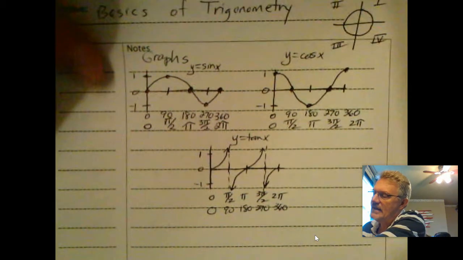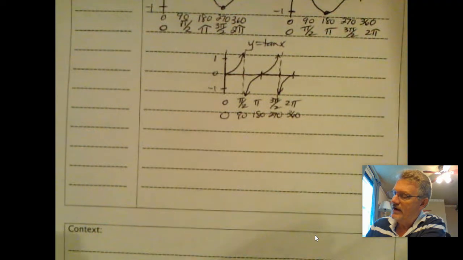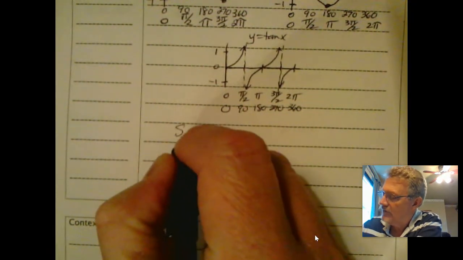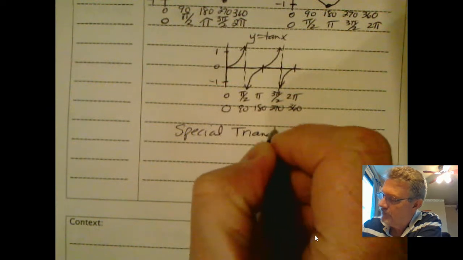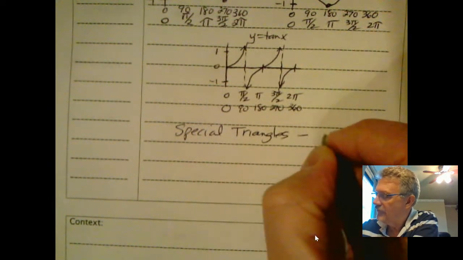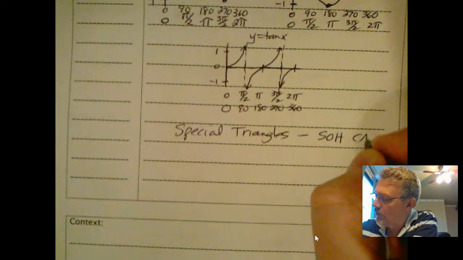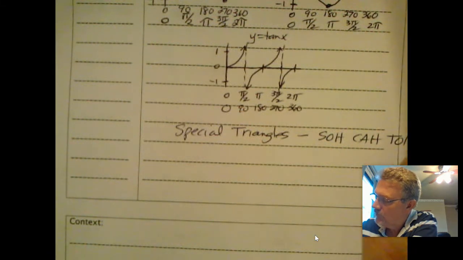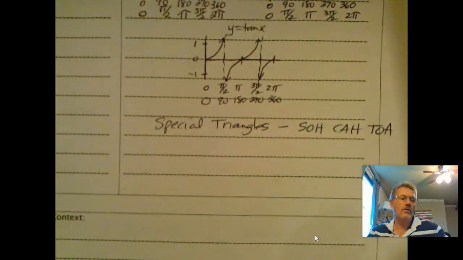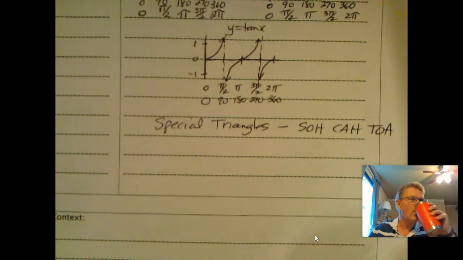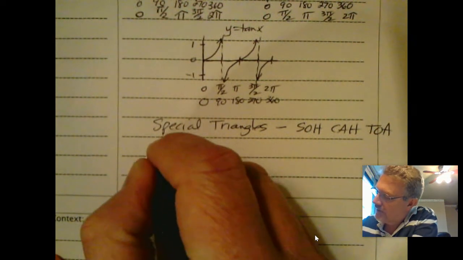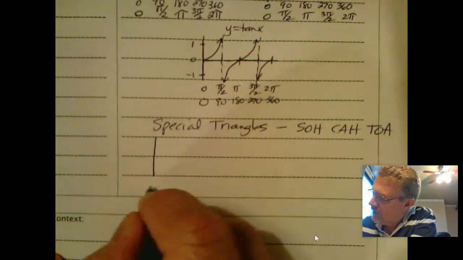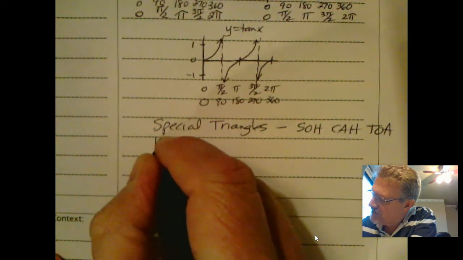So the second part of this basic trig is the special triangles. There are 2 of them. For this, we need to remember SOHCAHTOA. Some old horse caught another horse taking oats away. And there are 2 special triangles. The first one is the 30, 60, 90.